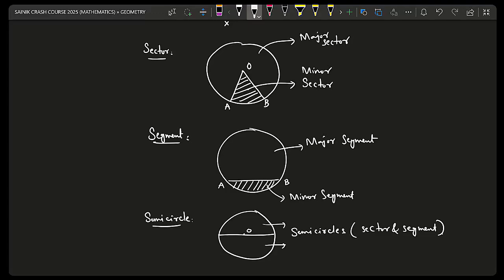Neeraj, do you have any doubts? In these parts of the circle, whatever terms we discussed, any doubts you have? Neeraj? Sir, yes.